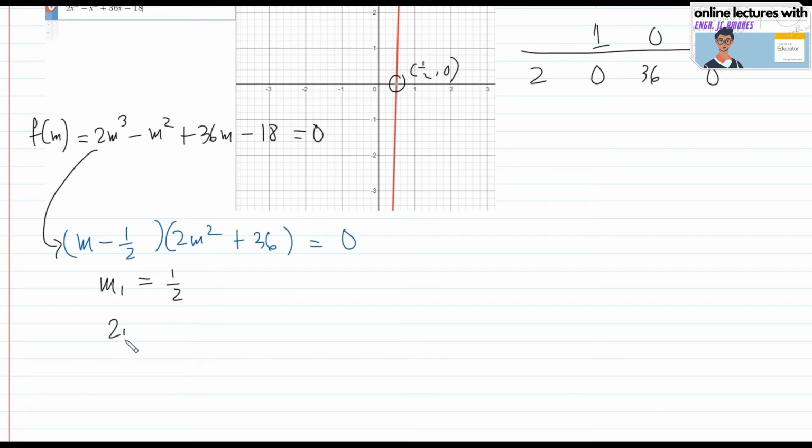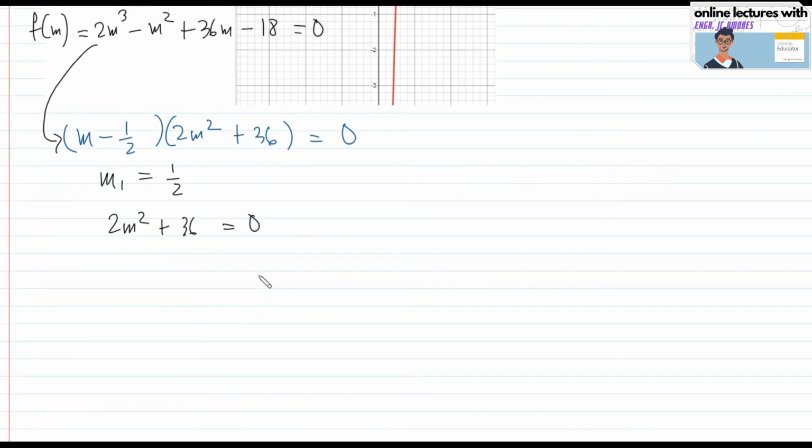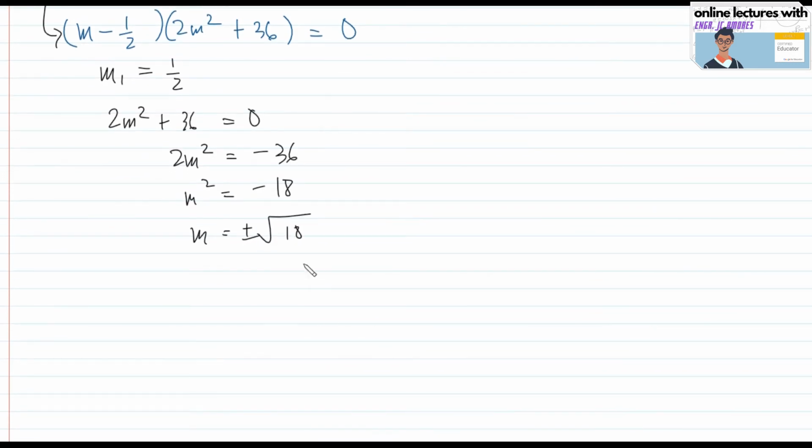And then we have 2m squared plus 36 is equal to 0. So 2m squared, let's say we solve for m, is equal to negative 36. So m squared is equal to negative 18. Therefore, m would be equal to plus and minus the square root of negative 18. And if we simplify the square root of negative 18, this will be plus and minus the square root of 18 times i.